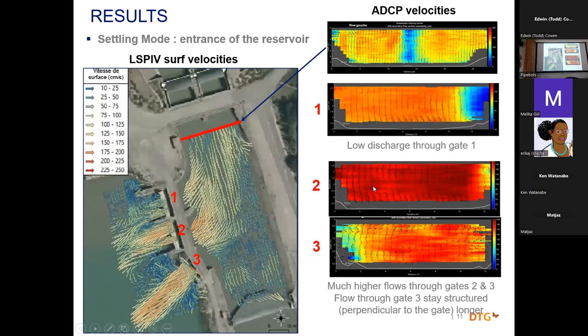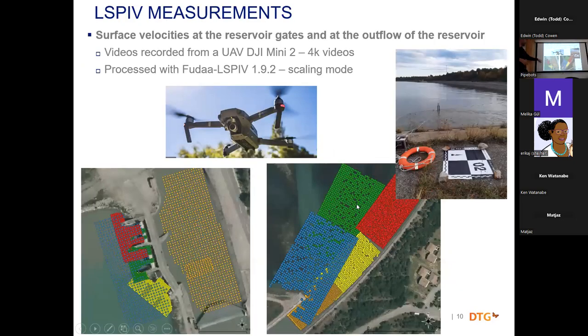Oh, sorry. Which again. Yeah, so those colors depend on the field of view of the drone for different flights. So you can see that we have one flight that recorded that, one for that, one for that, one for that. So we have different heights of flights.